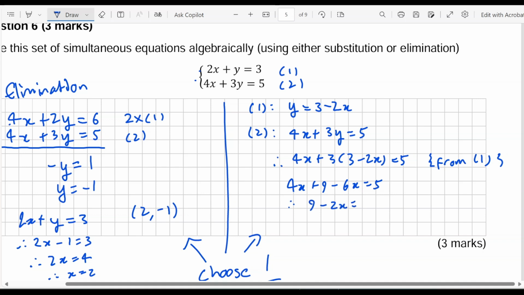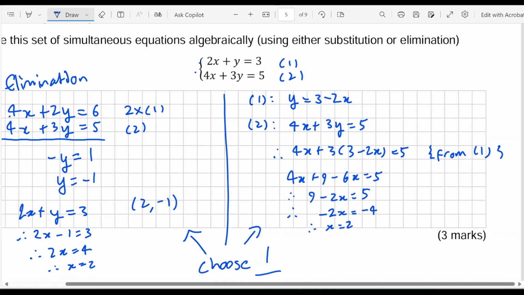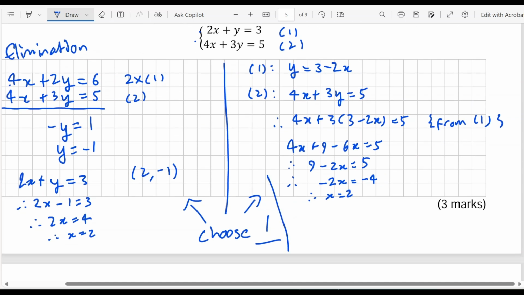And we'll go 9 over here, equals 5. So that tells you that minus 2x is 5 take 9, so that's minus 4. So x must be 2. If you do that, then you can pretty much sub it into the top equation there. 2x plus y is 3. Therefore, 2 lots of 2 plus y is 3. So 4 plus y is 3. So y is 3 take 4, or it's minus 1. So that's 2 minus 1.